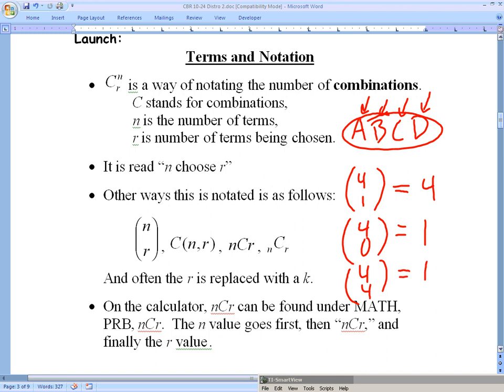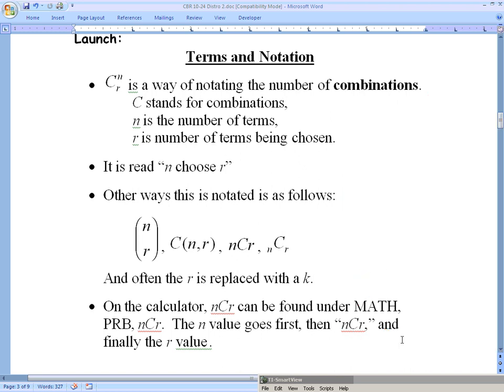It gets more interesting when we do things like 4 choose 2 or 4 choose 3. 4 choose 2, I would be selecting 2 of them. I could do the A and the B, the A and the C, the A and the D, and so on and so forth. And so that's the idea of what combination is all about.